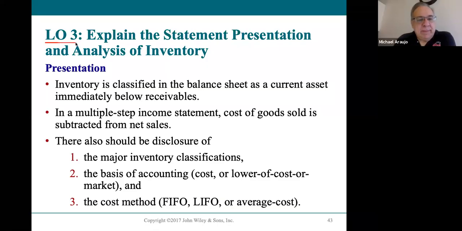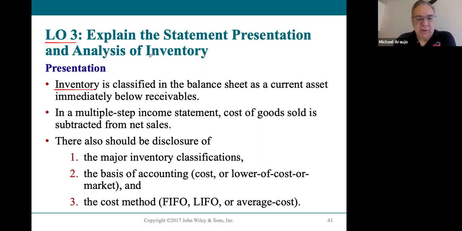Okay, so we're wrapping up chapter 6 with a couple of simple concepts, really. One is looking at inventory on the balance sheet, and we're going to do some financial analysis.